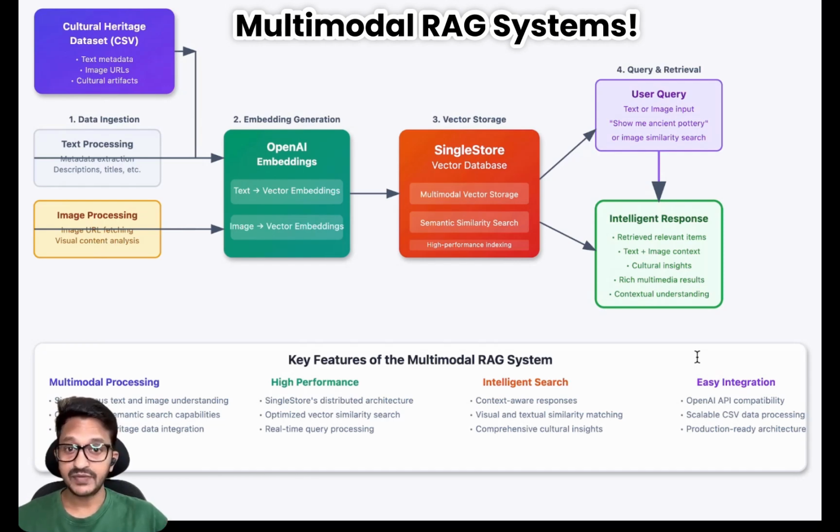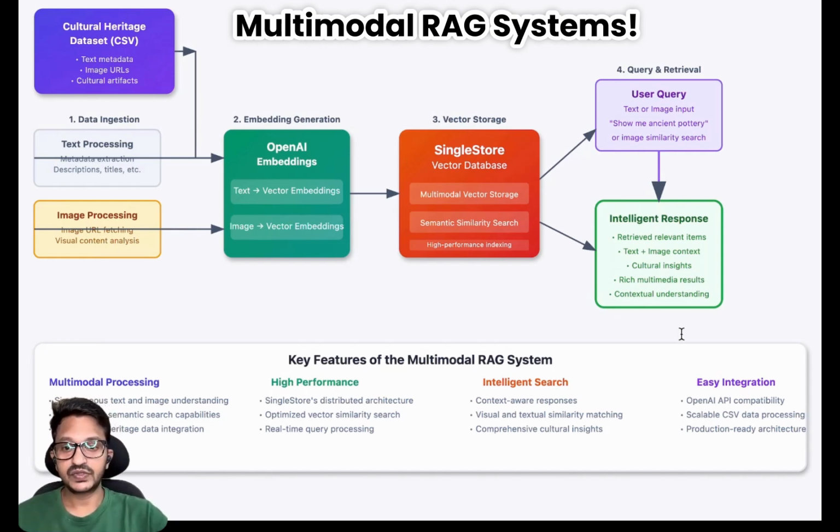So multimodal RAG can handle different types of data. In this tutorial, I'm going to show you the system will process both text metadata and images from our dataset. We have a sample dataset that includes both. This means you can search for something like ancient Greek pottery and get results that understand both the textual descriptions and the visual characteristics of the artifact. The power here is in the combination. You get semantically relevant results that consider both what something is and what it looks like.